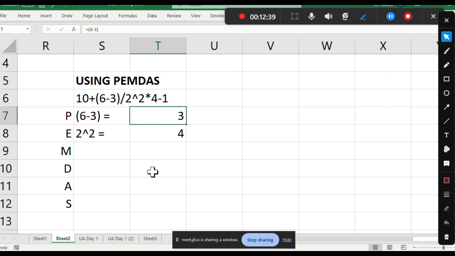So the division is going to take place here. This 3 that is here, it's going to be 3. 3 divided by 4. This one here has changed to 3. Then this one is now 4.